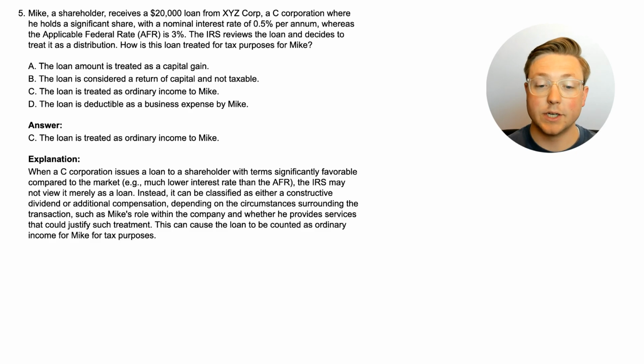When a C corporation issues a loan to a shareholder with terms significantly favorable compared to the market, such as a much lower interest rate than the AFR, the IRS may not view it merely as a loan. Instead, it can be classified as either a constructive dividend or additional compensation instead of a loan, depending on the circumstances surrounding the transaction, such as Mike's role within the company and whether he provides services that could justify such treatment. This can cause the loan to be counted as ordinary income for Mike for tax purposes.